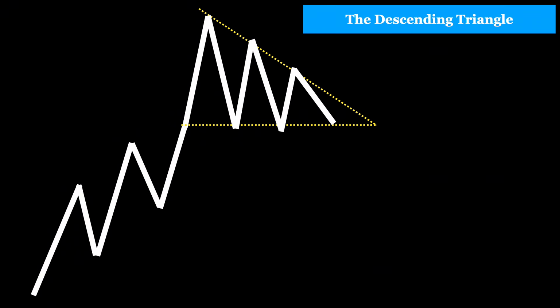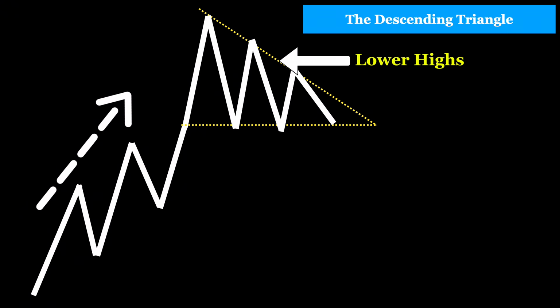Here's what to look for. Price is moving higher overall. The top side of the triangle forms lower highs, allowing you to draw a descending trend line. The bottom side shows equal lows, forming a clear horizontal support level. This pattern reflects growing selling pressure as each rally loses strength.